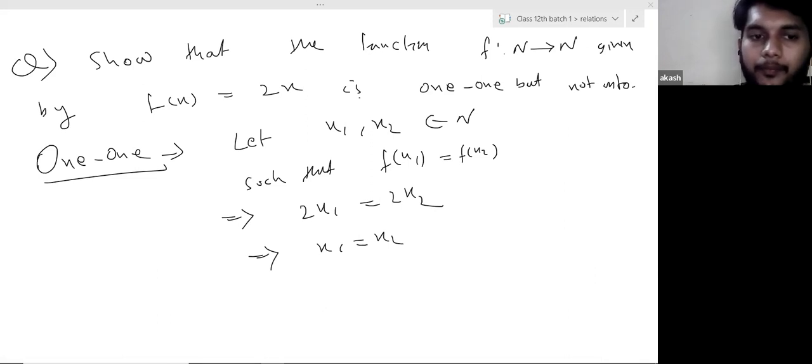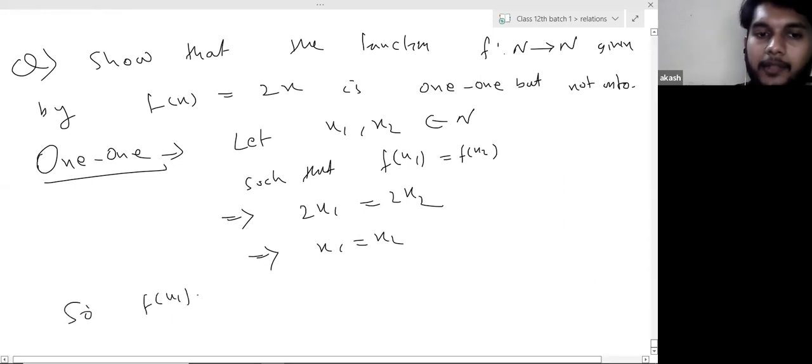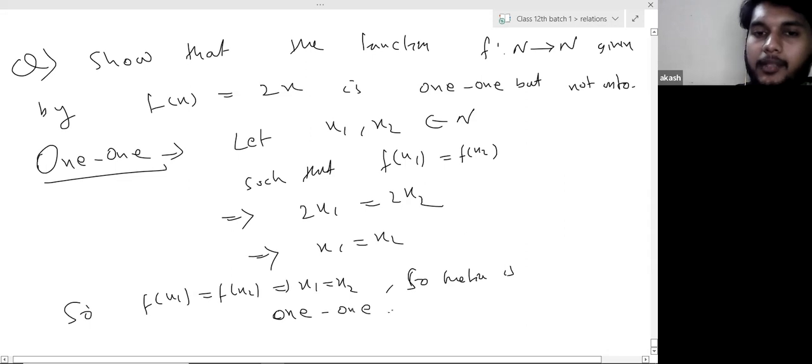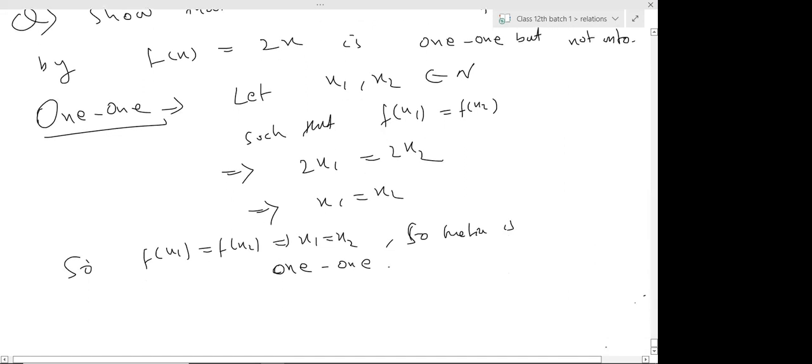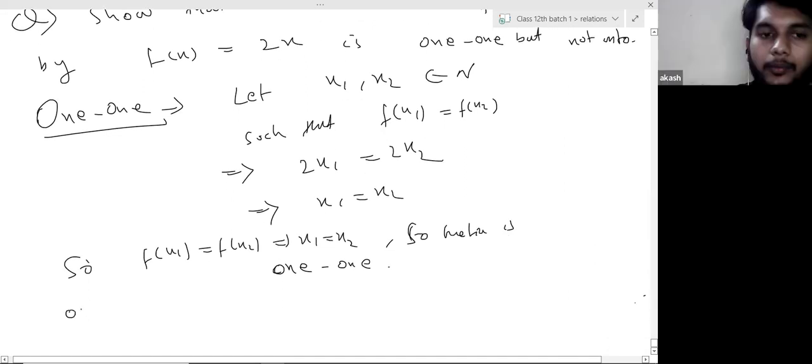So f of x1 is equal to f of x2 implies that x1 is equal to x2. So the function is one-one. Right, Ishan? You remember we did this in the last class? Yes, sir. Right. So this is how we can prove a one-one function.